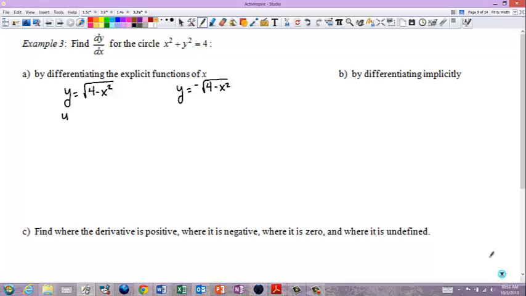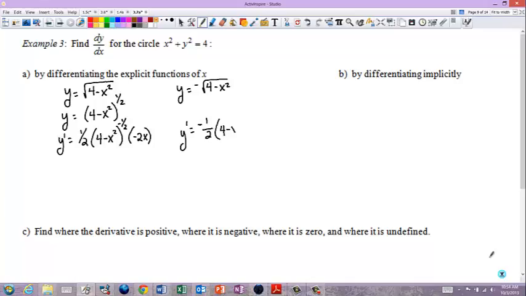You should recognize this is a chain rule. I'm going to rewrite it: 4 minus x squared to the 1/2. The 4 minus x squared is my inside function. The square root is my outside function. So I take the derivative of the outside, leave the inside alone, times the derivative of the inside. This one will be the exact same, except it's going to be negative, so I don't feel the need to do that again. If you feel like you want to, go ahead and see if you can get what I got.